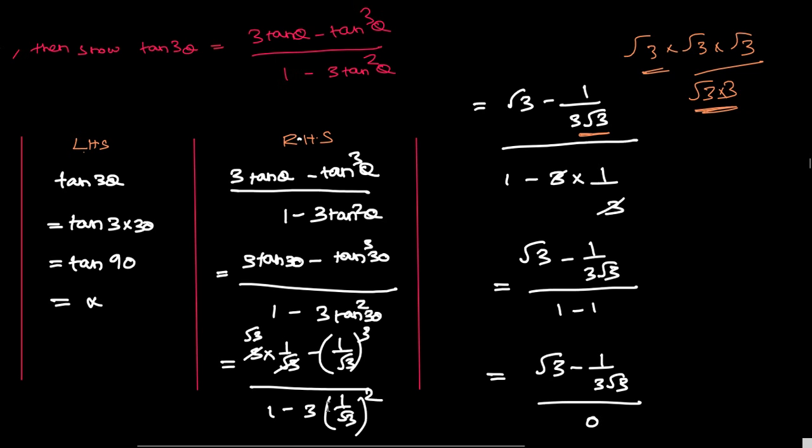Now the denominator: 1 minus 3 into 1 by root 3 whole square. 1 square is 1, root 3 square is 3. So the 3 and 3 cancel. The balance in the numerator is root 3 minus 1 by 3 root 3, and the denominator 1 minus 1, so 1 minus 1 is 0.